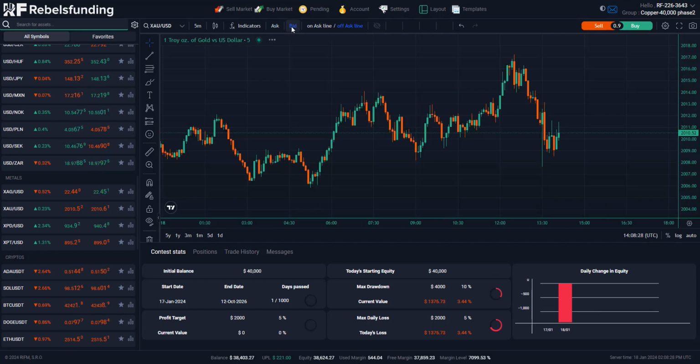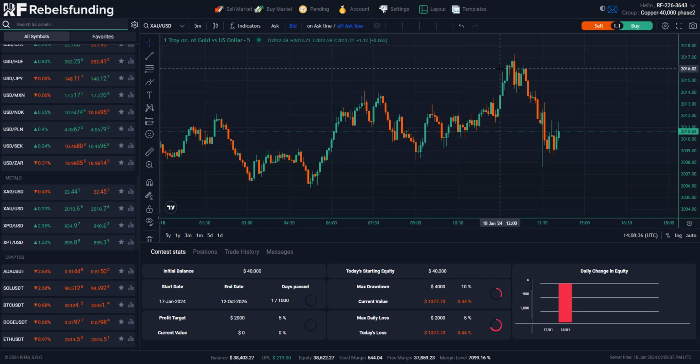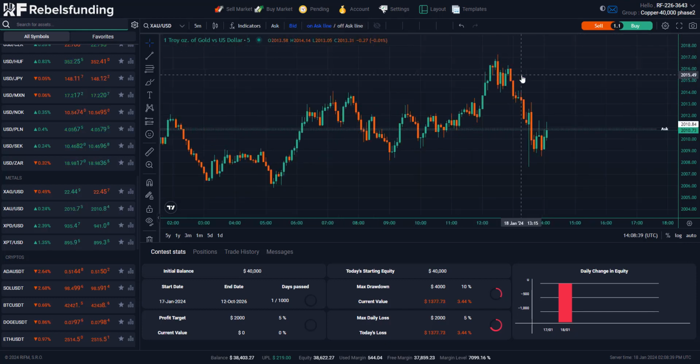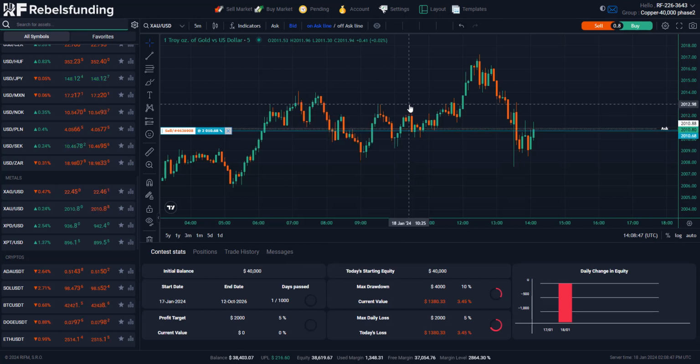So, let's open some transaction to see how exactly it works. Let's open a gold sell. Firstly, I have to choose the bid chart, or at least turn on the bid line on the ask chart, if you have the ask chart displayed. If we have everything set, let's open the sell transaction. And you can see that exactly on the actual bid price, the system opened the transaction. So, the trade opened exactly at the intended price.